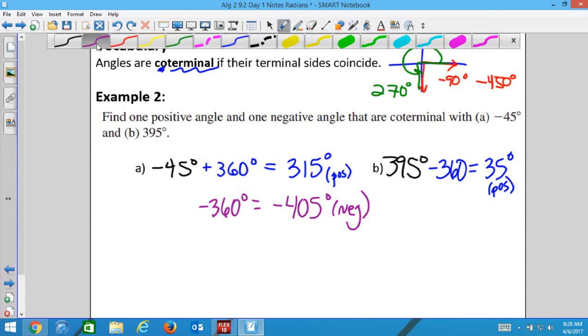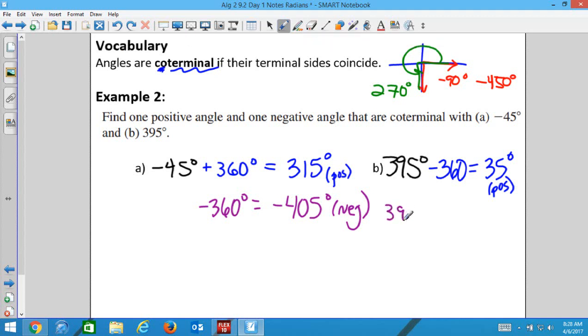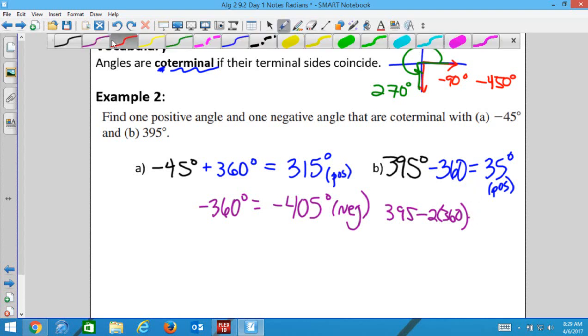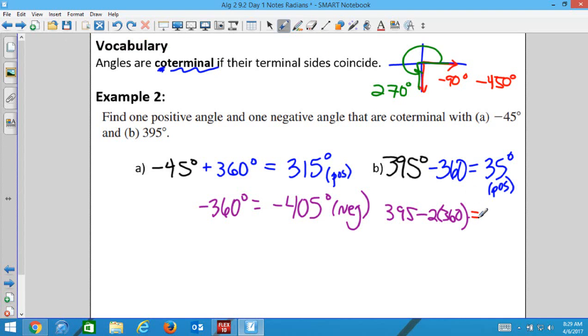Okay. So you could subtract 360 from the 35 and get a negative, or you could also think about it being like 395 minus two 360s, which you don't have to do that way. You can totally just do 35 minus 360. I'm just saying that what we're really doing is taking the original and subtracting 360 twice. What is it? Negative 325.